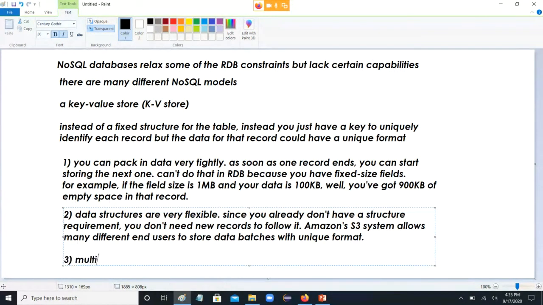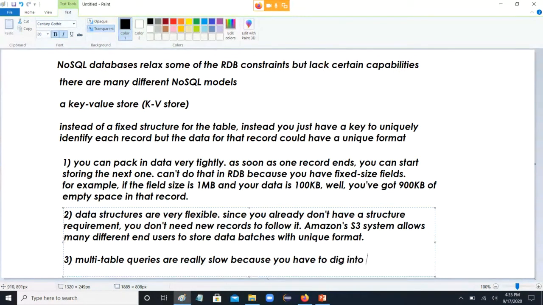But the downside: multi-table queries are really slow because you have to dig around. I got to expand this a little bit before I hit that problem. They are really slow because you have to dig into each record to find if a field exists and where it's located, right? So anytime you want to do a multi-table query, basically you have to comb all the way through every record. You don't automatically know it's there, and if it's there, you don't know where to find it.